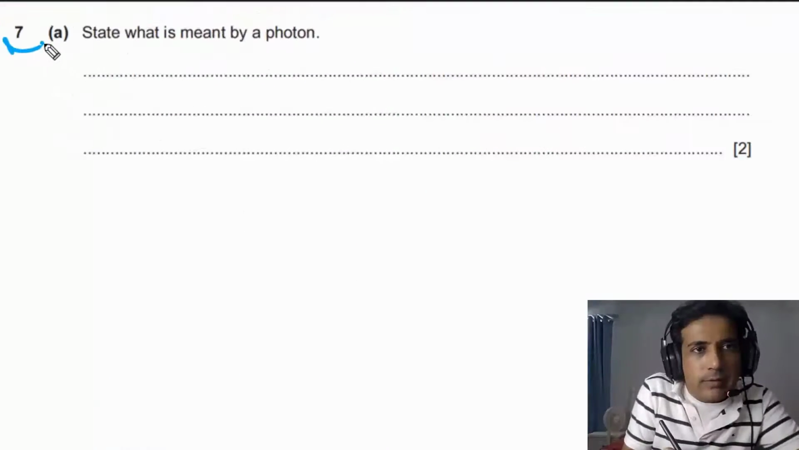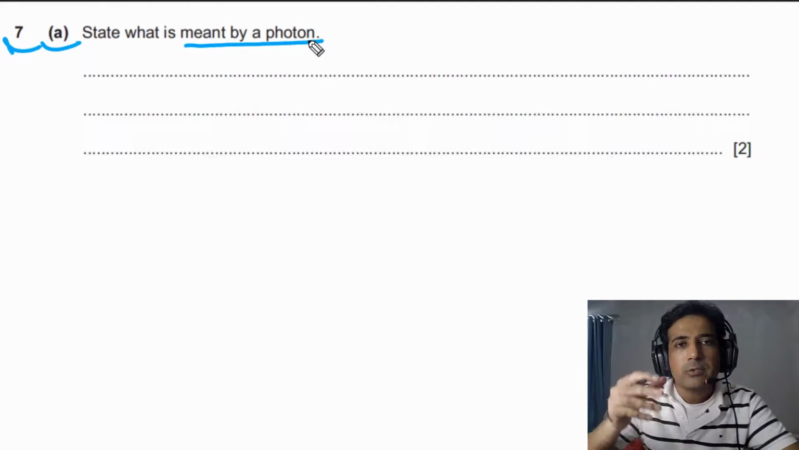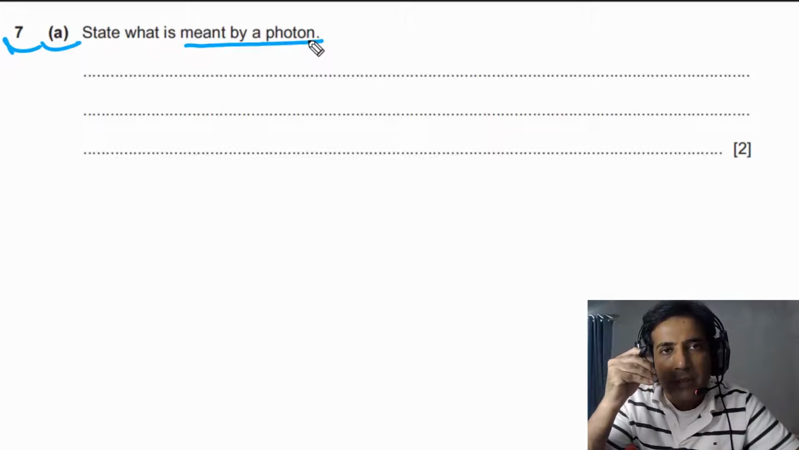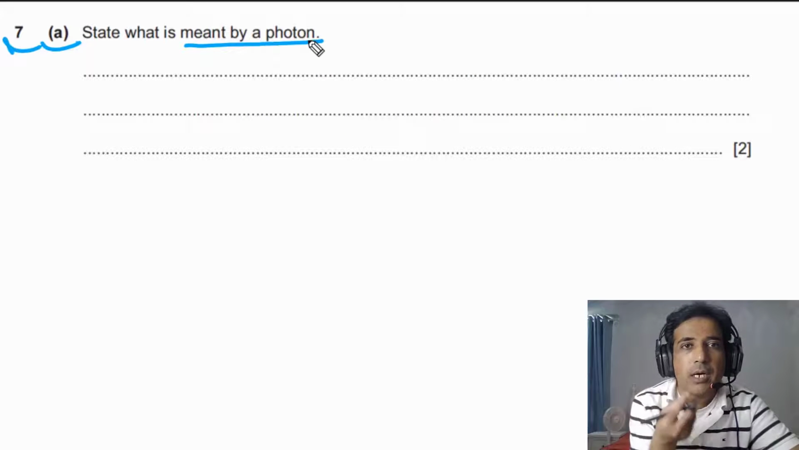For question number 7, part A, we need to state what is meant by a photon. This is the most frequently asked question in past papers, so you need to understand how to state what is meant by a photon. A photon is simply a packet of energy of electromagnetic radiation. Or simply you can say quantum of energy of electromagnetic radiation.